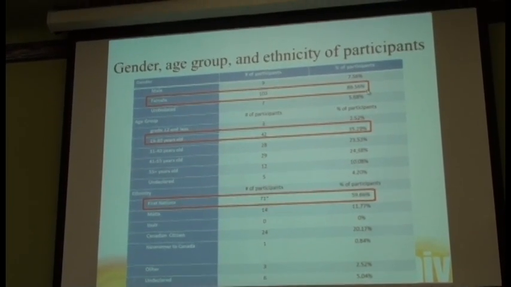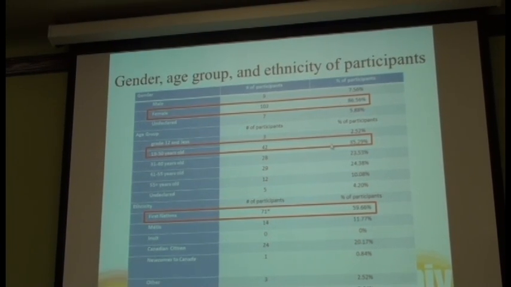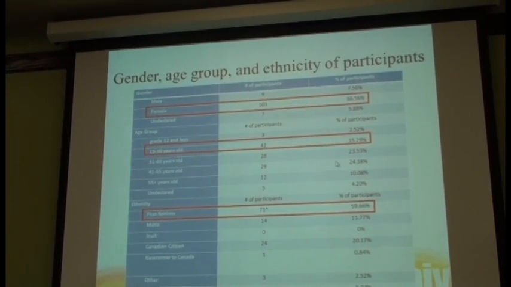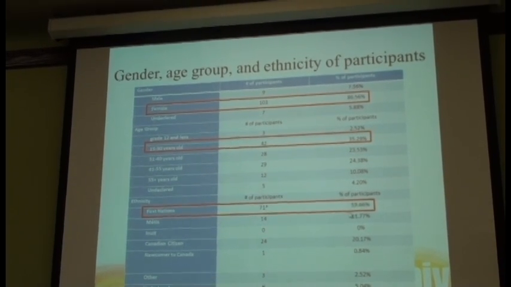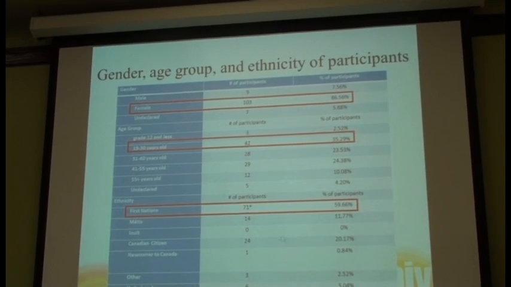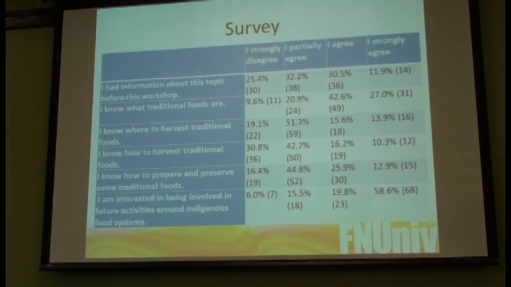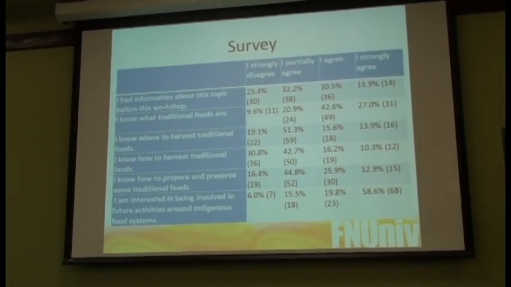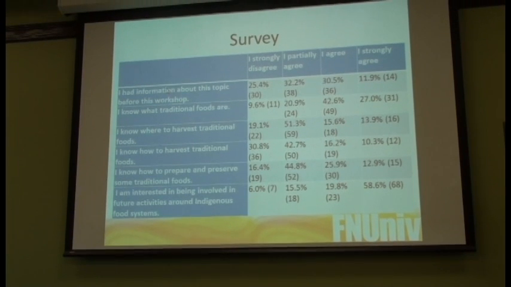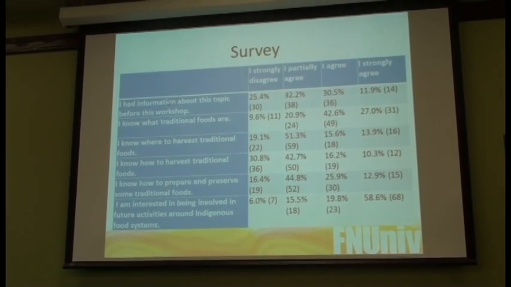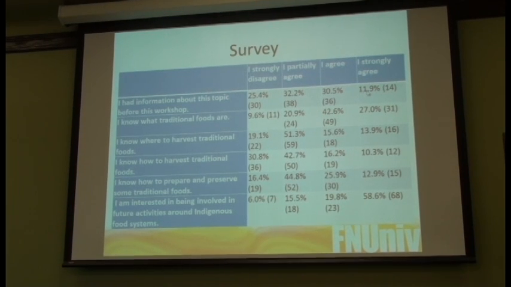So most of them were female. They were between the age of 19 and 30 years old. And more than half of them were from First Nations ancestry. Well, we had a mix, right? So we asked them some questions. So for example, we wanted to know if they had information about that topic before they came to the workshop. And what we found is that some of them already knew what the Indigenous food system was, but about a quarter of them didn't know what it was. Do they know what traditional foods are?